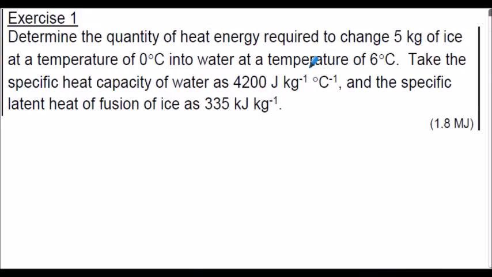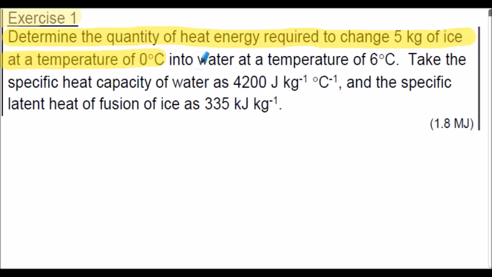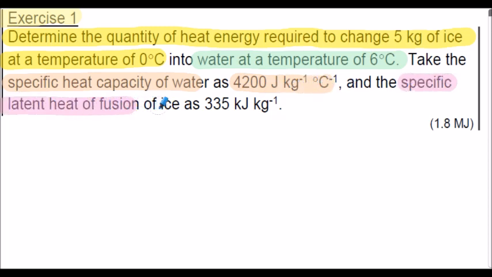So here's exercise 1. We're asked to determine the quantity of heat energy required to change 5 kilograms of ice at a temperature of 0 degrees C into water at a temperature of 6 degrees C. We can assume the specific heat capacity of water is 4,200 joules per kilogram per degree C. The specific latent heat of fusion of ice is 335 kilojoules per kilogram. The answer is shown in the bracket here.